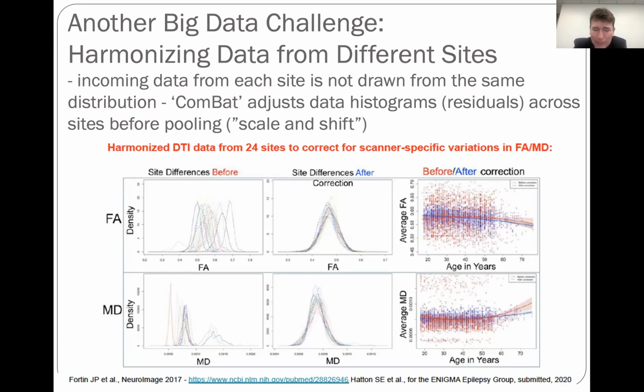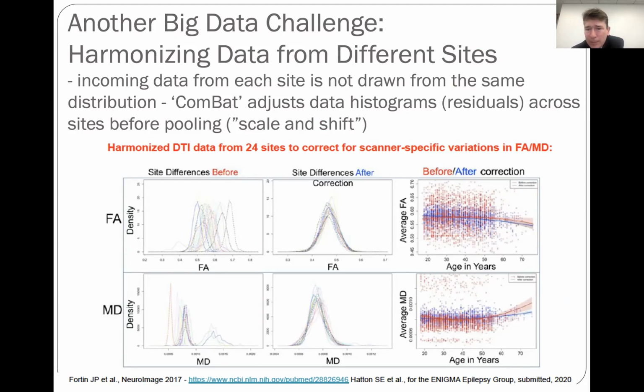So Sean Hatton led a multi-site DTI study for ENIGMA epilepsy, where 24 sites computed fractional anisotropy and mean diffusivity from different white matter regions of interest. But if you look at the top left graph there, the distribution of FA across the 24 sites was very different. And the protocols had different voxel sizes, different numbers of diffusion weighted gradients. And so they applied a method called ComBat, which adjusts the data histograms from each site, or more precisely the residuals, across sites before pooling.